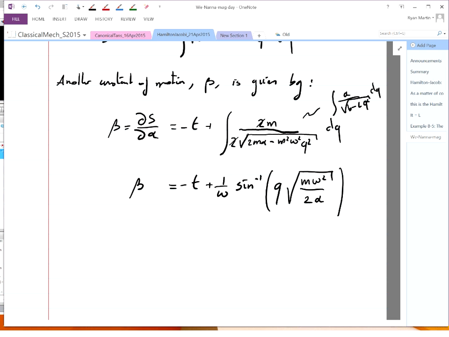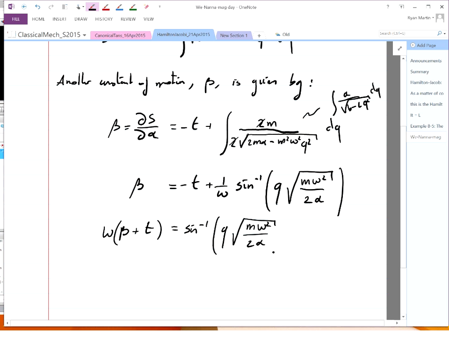Ideally we'd like to know what the equations of motion are. So it'd be good to know what Q is in terms of beta, not beta in terms of Q. Because Q is a function of time, and beta is a constant. So I can invert this, right? If I move the t to the other side, I get beta plus t. If I multiply all that by omega, then I get omega times beta plus t is inverse sine of Q times the square root of m omega squared over 2 alpha.